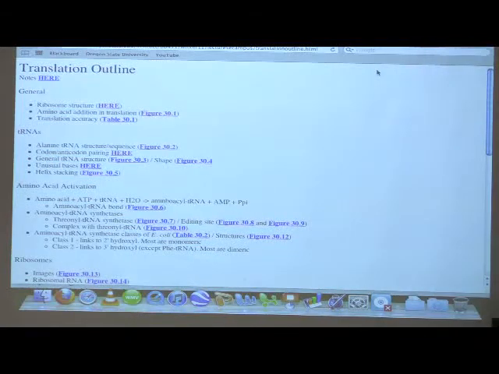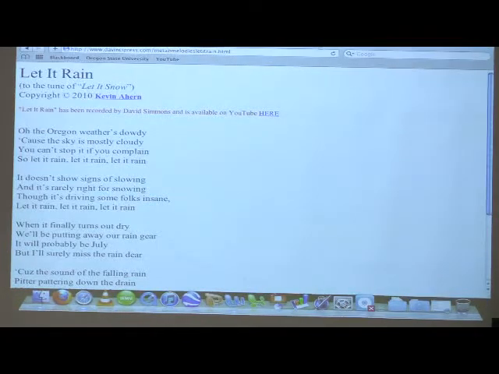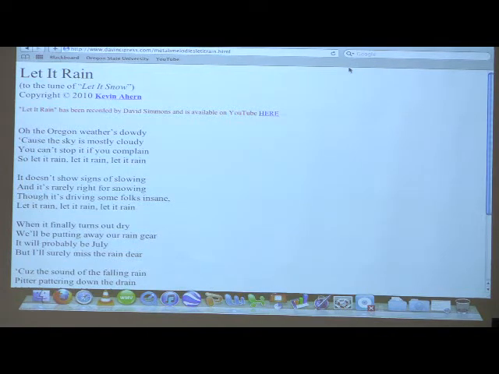Lovely out there? Do you remember a couple weeks ago? No. We sang this thing. I thought we might just go through it again. What did we say? Oh, the Oregon weather's dowdy, 'cause the sky... No. You know, your hearts aren't in it. I can tell. You gotta feel for these things, okay? So I thought instead we might try this.